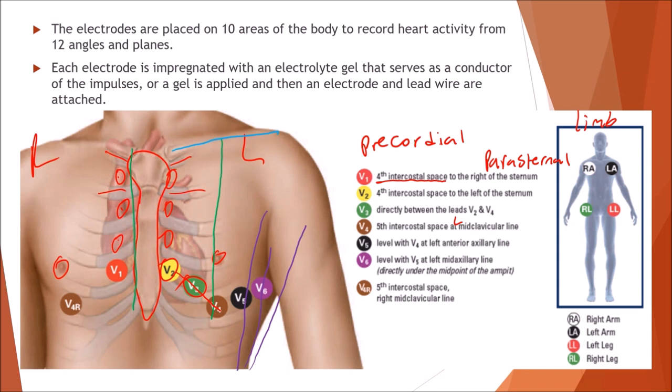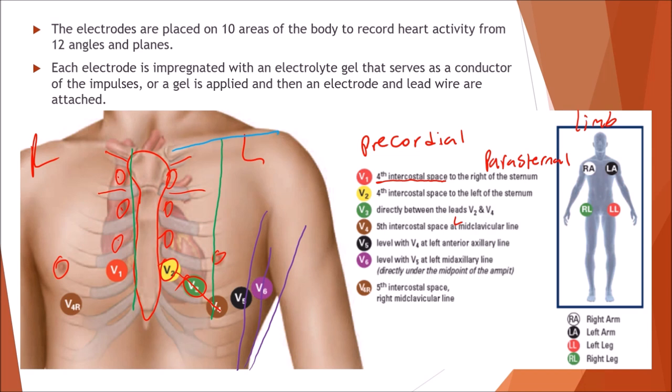So let's talk about these again. V1 is going to go on the fourth intercostal space, right parasternal line. V2 is going to go on the fourth intercostal space, left parasternal line.